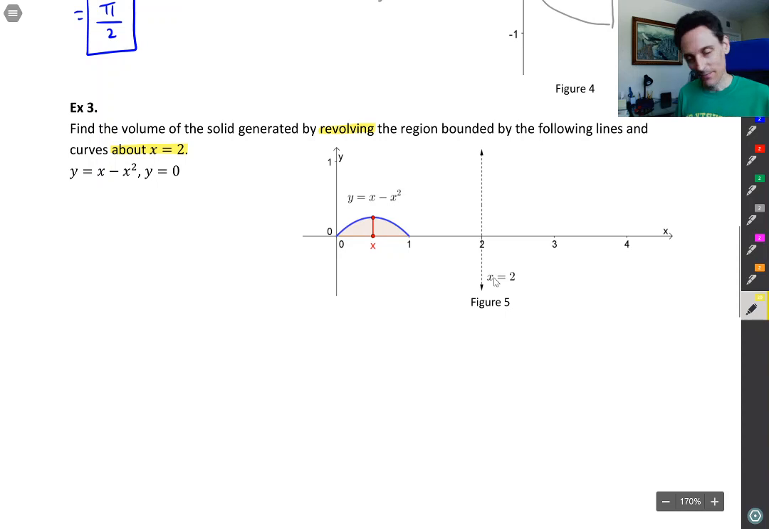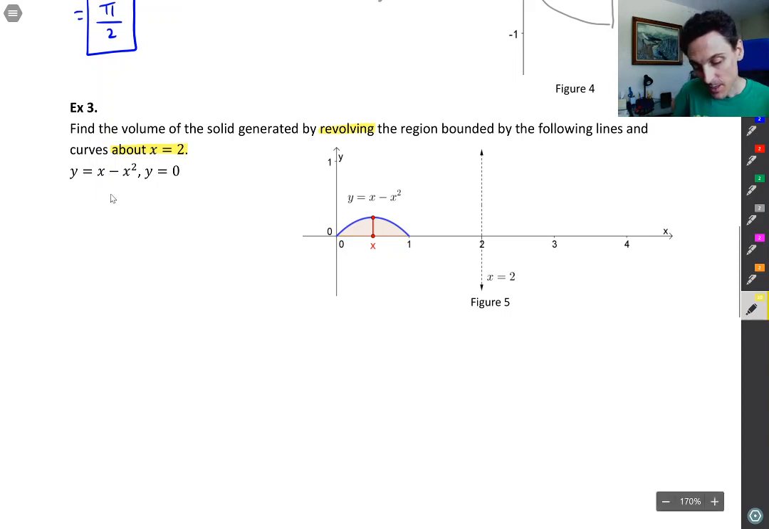A lot of people mistakenly switch around the vertical and the horizontal lines. Be careful not to make that mistake because it throws off the whole problem. And so you want to make sure that when you draw the axis of rotation, double check that. Make sure that you know that that's a vertical line in this case, or if it were y equals something, that it's a horizontal line.